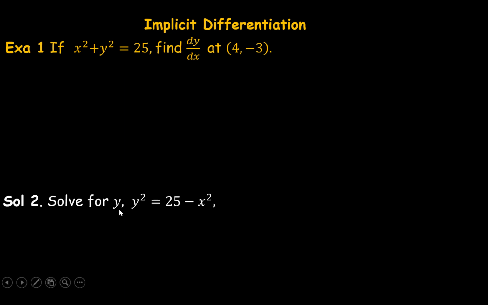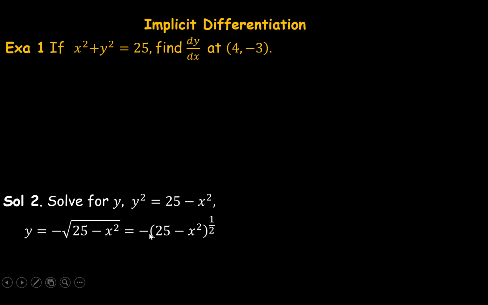So first you solve for y. You move x squared to the other side. So you get y squared equals 25 minus x squared. Then you take a square root on both sides. When you do that, you have to be careful. When you take a square root, there could be two solutions, positive or negative. Here, you have to take the negative square root because y is equal to minus 3. We are looking at this particular point, so y is negative, all right?